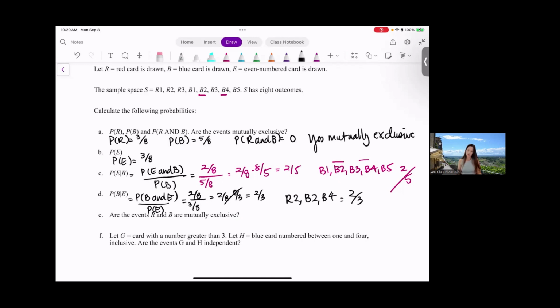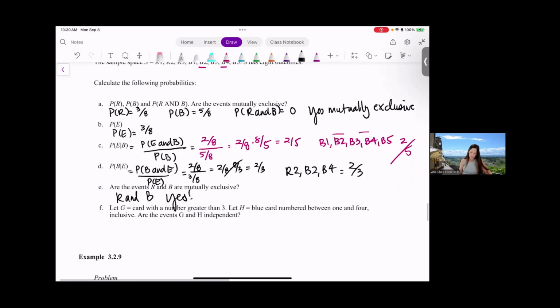Are the events R and B mutually exclusive? Well, yes, we answered that in A. R and B is red and blue. You can't be red and blue. I think it would have been a better question to say, are red and even mutually exclusive? No, they're not, because you can be red and even. Or blue and even mutually exclusive? No, they're not, because you can be blue and even. But this one is red and blue.